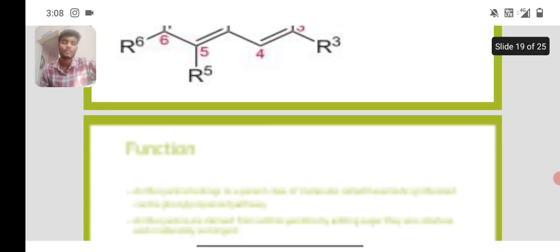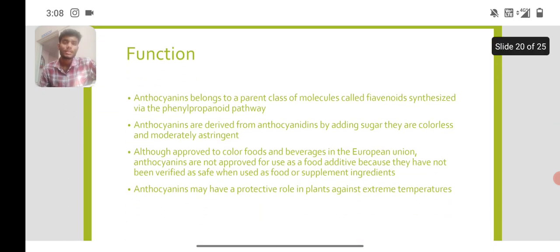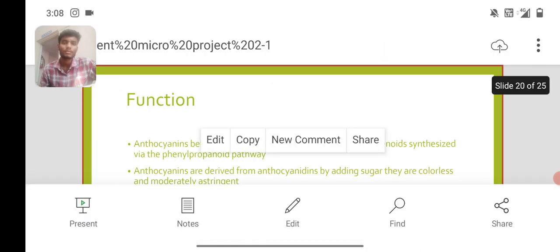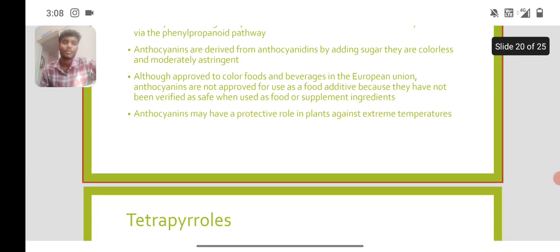Structure of anthocyanins. Function. Anthocyanins belong to a parent class of molecules called flavonoids synthesized via the phenylpropanoid pathway. Anthocyanins are derived from anthocyanidins by adding sugar. They are colorless and moderately acidic, although approved to color foods and beverages in the European Union. Anthocyanins are not approved for use as a food additive because they have not been verified safe when used as a supplement ingredient. Anthocyanins may have a protective role in plants against extreme temperatures.